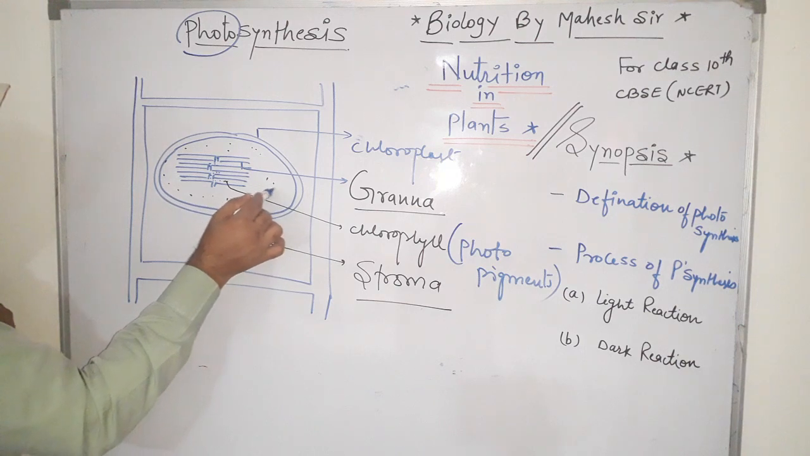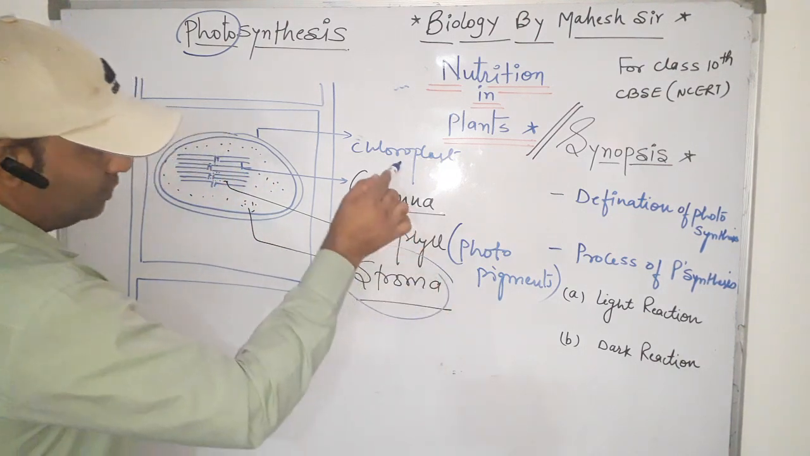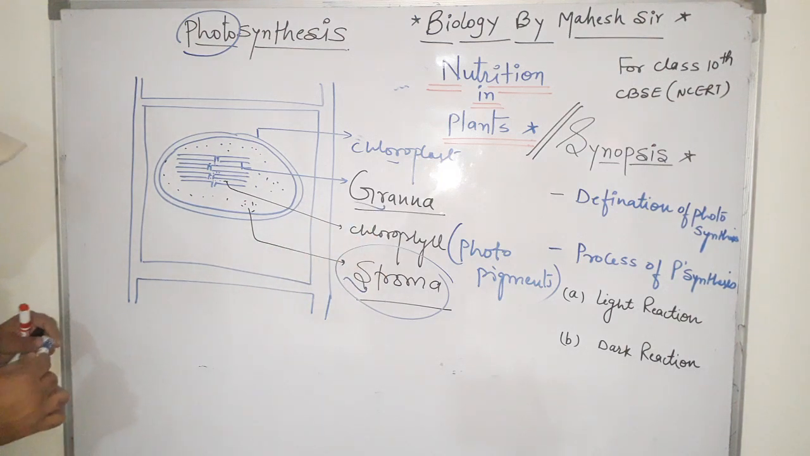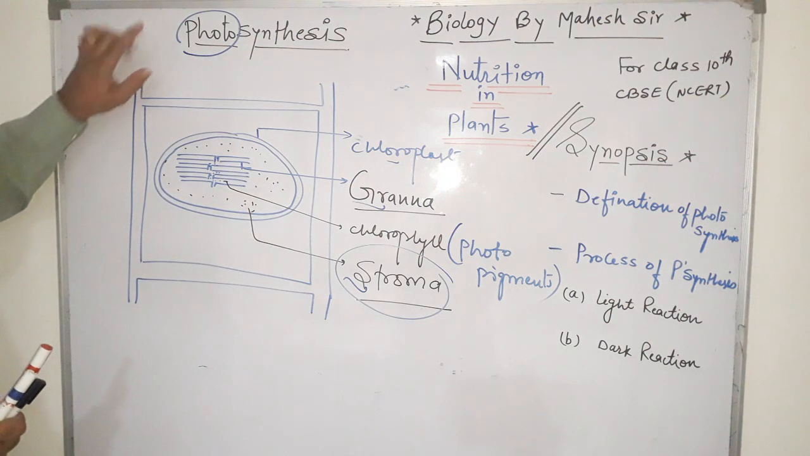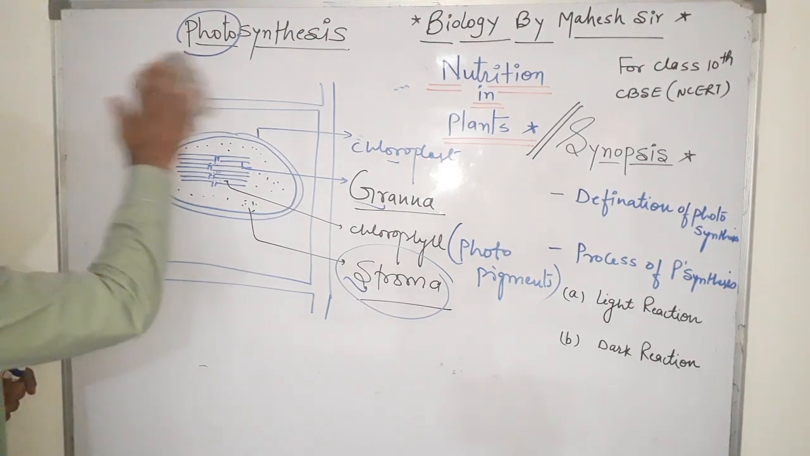The liquid matrix present in a chloroplast is called stroma. So grana is the site for light reaction and stroma is the site for dark reaction. So this is just an overview of where photosynthesis takes place in the plant. Next, we take the process of photosynthesis.